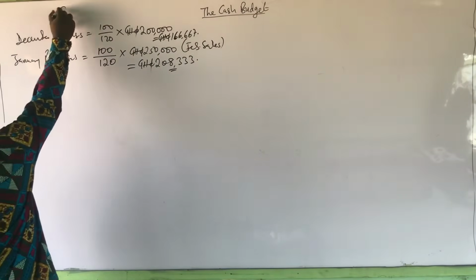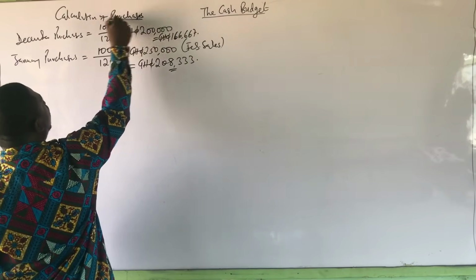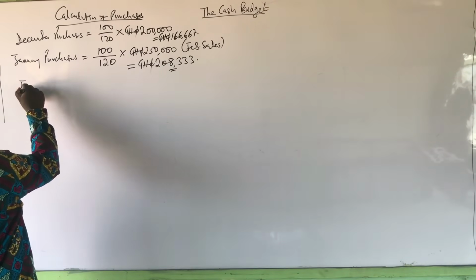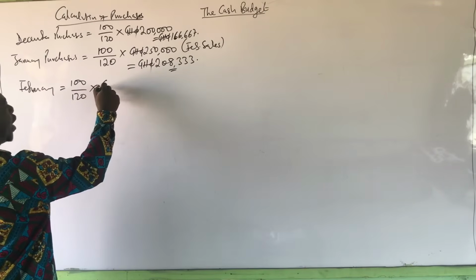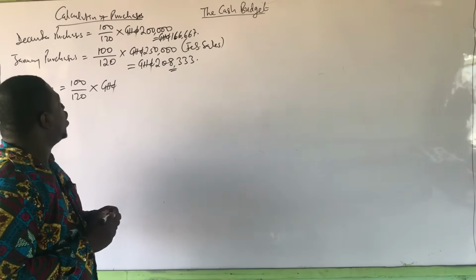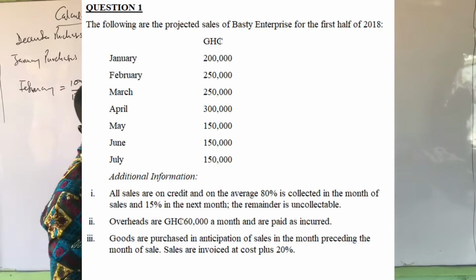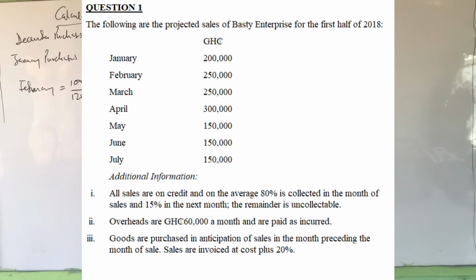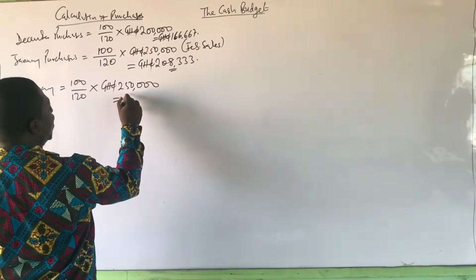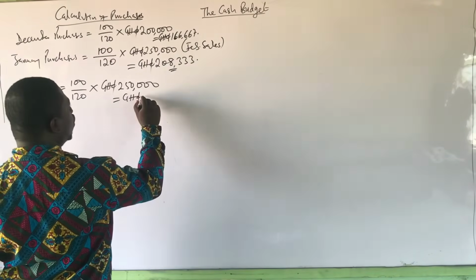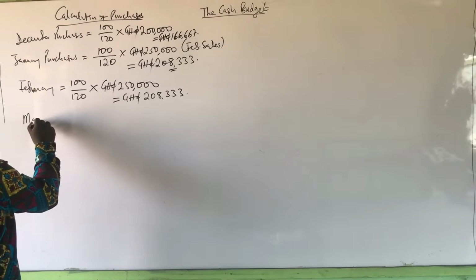So we are still on the calculation of purchases. So the purchases for February is going to be 100 over 120 times the sales of March. In this case, March sales was also 250,000 Ghana cedis, and that's going to give us 208,333. And then we move to the purchases of March.